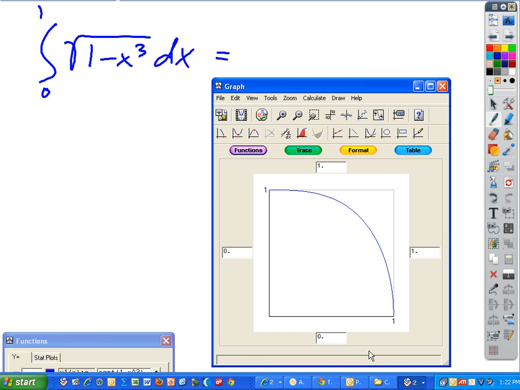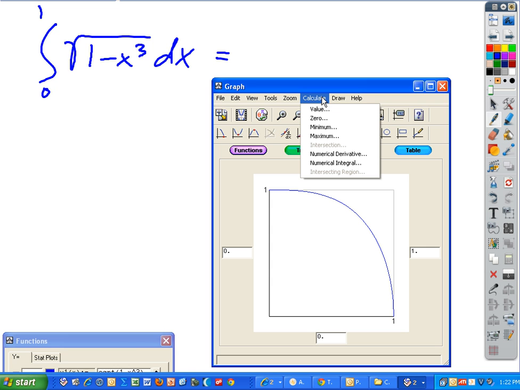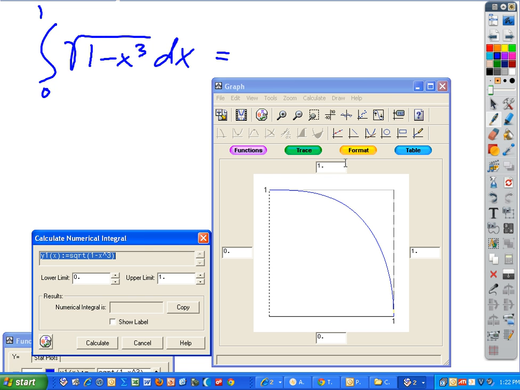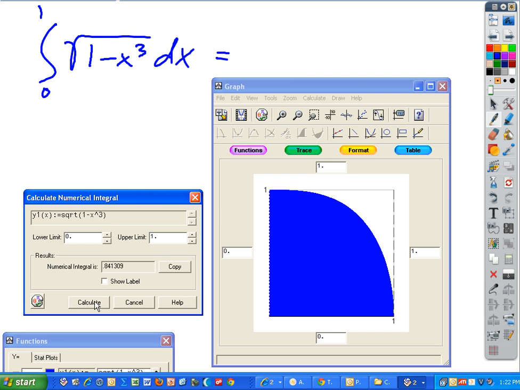And in fact, I can even ask the calculator to do that for me. I could ask it to calculate the numerical integral from 0 to 1, and it tells me that the answer is 0.841309, in 6 places. So would you agree that exists? Yes. Okay. And there were questions: how do we do that on the calculators?